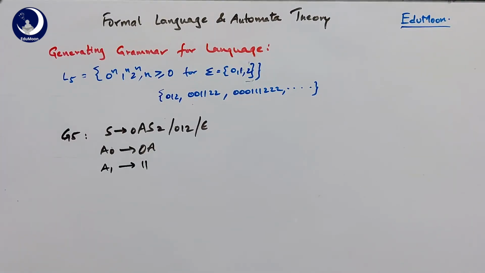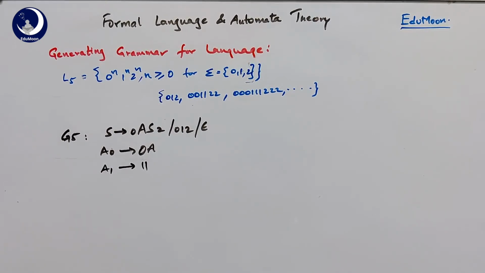So the grammar is given as follows: G5 is equal to these production rules. You can observe in this grammar that all the left hand side symbols of the production rules are less than or equal to the number of symbols on the right hand side. So this is a context sensitive language, or rather a context sensitive grammar.